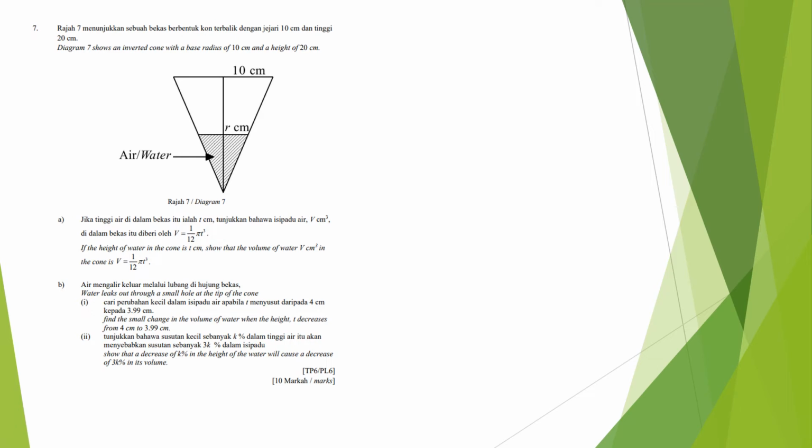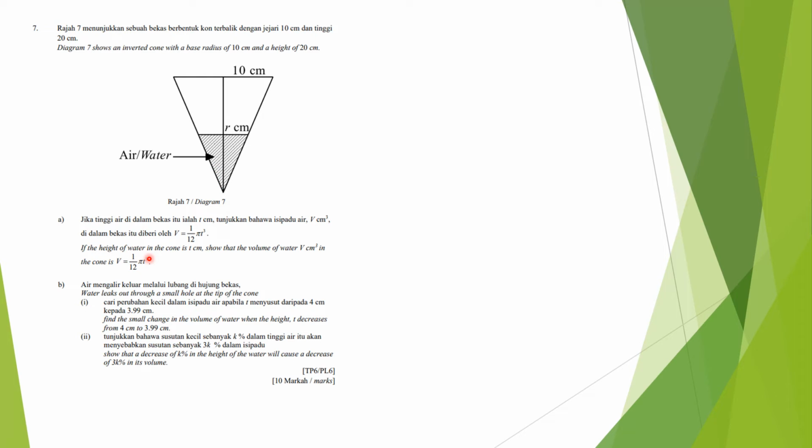Next, we look at question number 7. This question is also in your textbook. You can refer to your textbook, but not the same question, just the values differ. So diagram 7 shows an inverted cone with a base radius of 10 centimeter and a height of 20. So this question also we have done in the class.